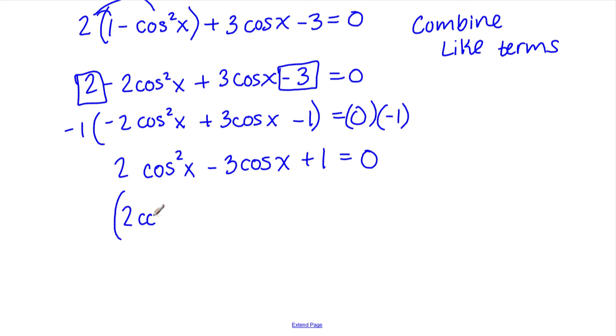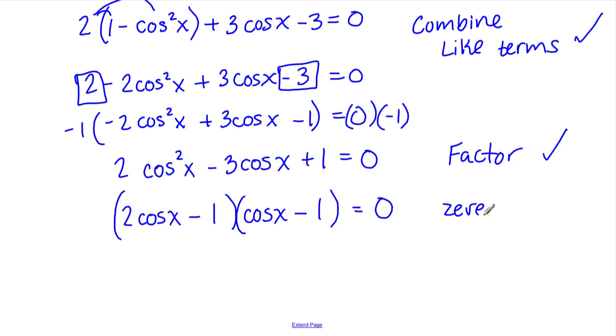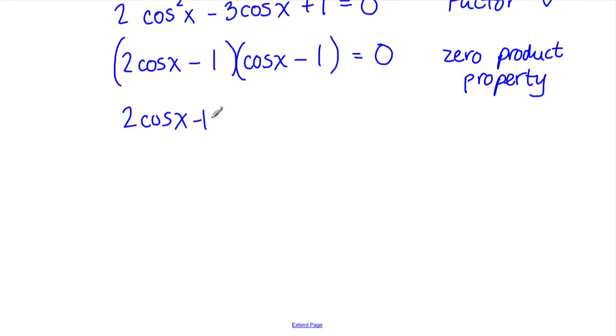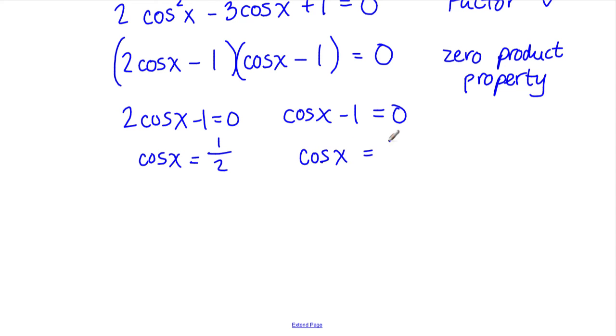So apply that same concept but with a cosine, and we get the factors 2 cosine x minus 1 multiplied by cosine x minus 1 equals 0. Now we can use the zero product property and set each of those factors equal to 0. Isolating cosine for both of these equations gives us cosine x equals positive 1/2 and cosine x equals positive 1. So again, how do we find x? We just have to reference our unit circle.